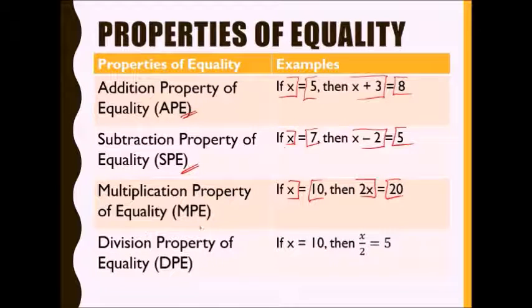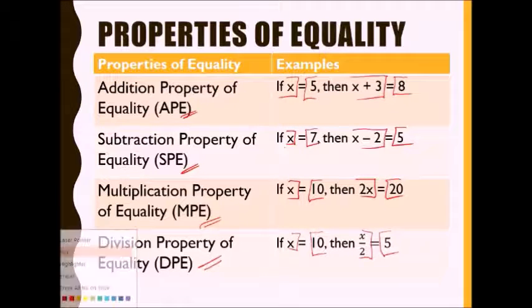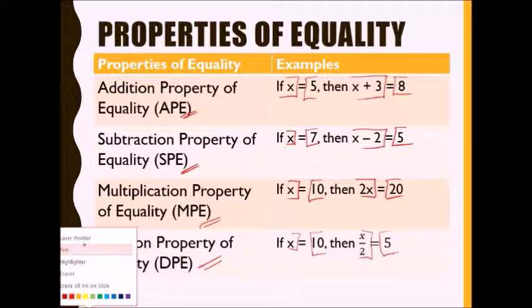Then for the division property of equality, if x equals 10, then x divided by 2. Since you divide this by 2, the right side will also be divided by 2. So 10 divided by 2 becomes 5. Again, what we did is we inspected what process has been done on the corresponding left side of the equation and the corresponding right side of the equation.